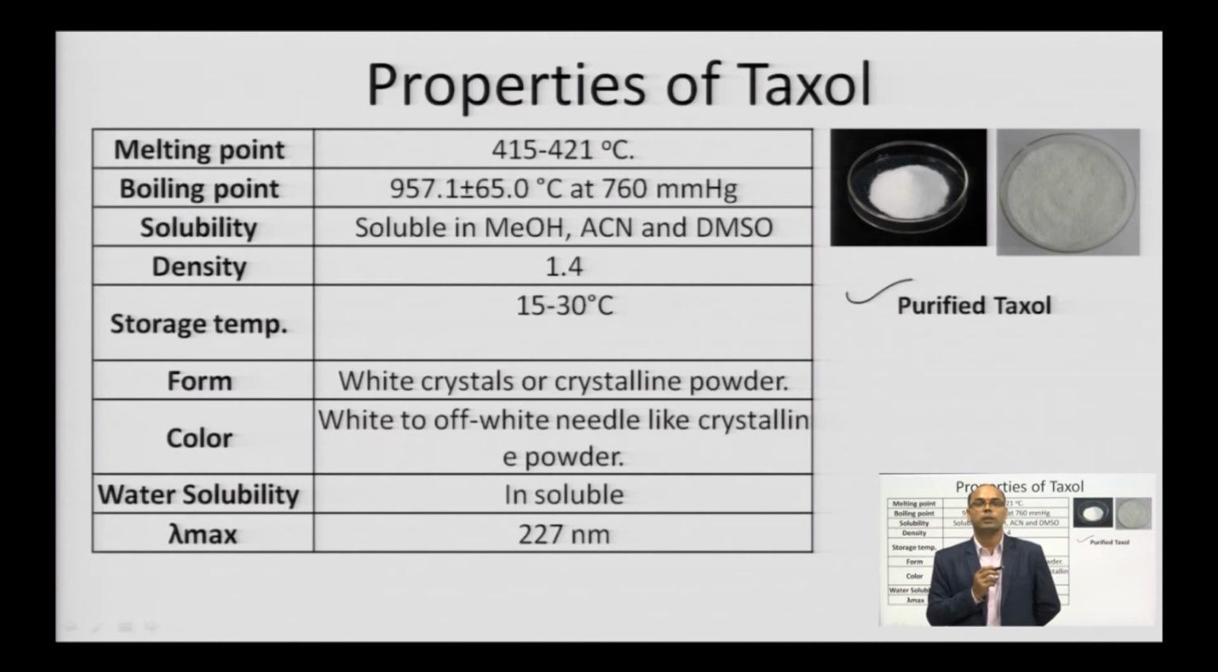Storage: if you want to store the purified Taxol or Paclitaxel, you can store it at a temperature of 15 to 30 degrees Celsius. As for form, it occurs as white crystalline powder or white crystals, or you can also have needle-like crystals of Paclitaxel, and when we process or recover the Paclitaxel crystals, they get converted into the crystalline powder form. Regarding water solubility, it is insoluble in water. The lambda max of Paclitaxel is around 227 nanometers in the ultraviolet region.